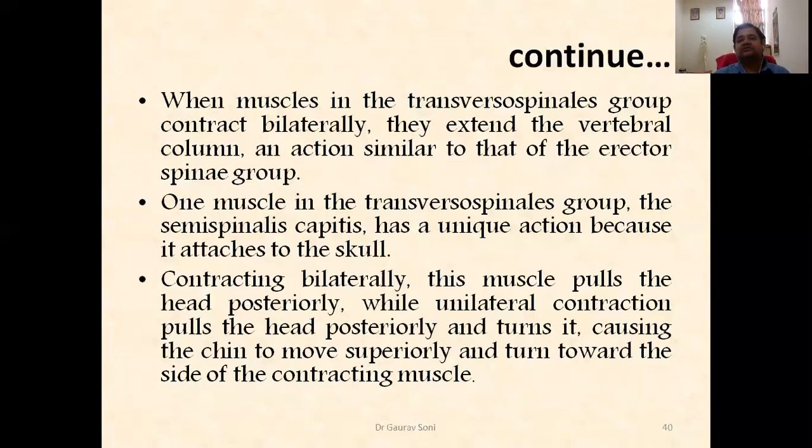So what they actually do, they extend the vertebral column, and the action is similar to the erector spinae group. It means they are actually accessory muscles to the erector spinae group and do the same function. Only one muscle, semispinalis capitis, has a unique action because it is attached to the skull, so it helps in the movement of the skull also. Contracting bilaterally, these muscles pull the head posteriorly, while unilaterally they pull the head posteriorly and turn it, causing the face to move superiorly and turn towards the side of the contracting muscles, something like this.